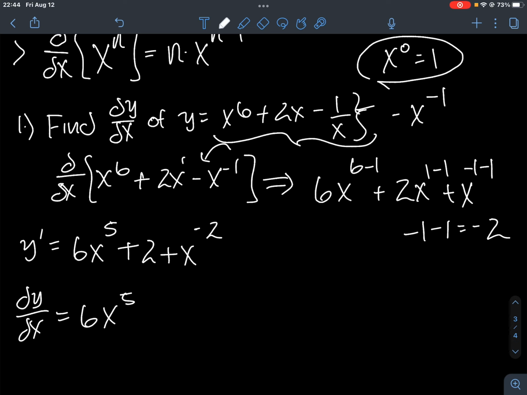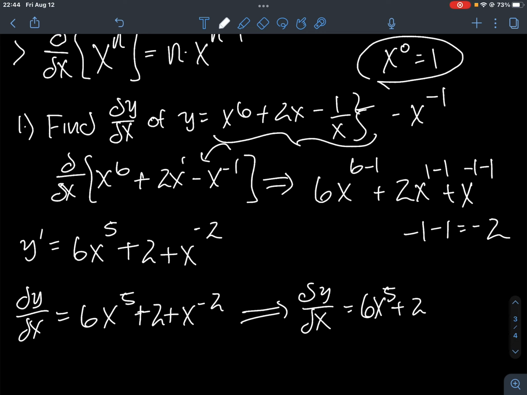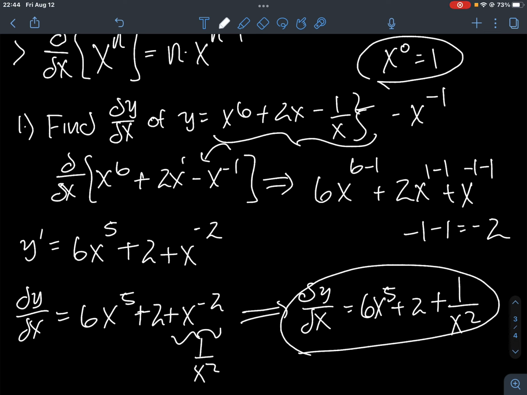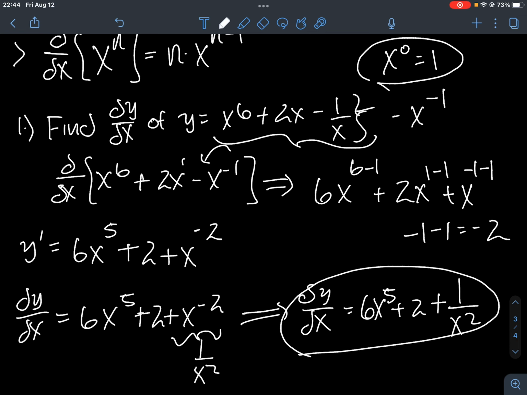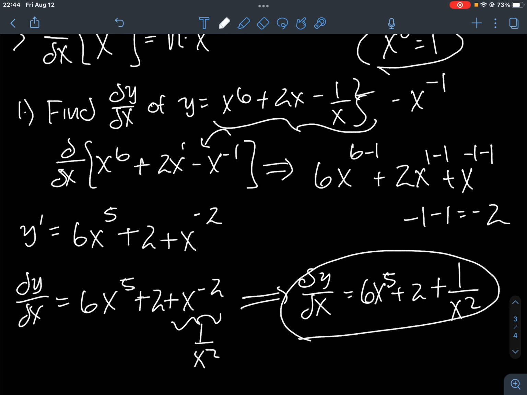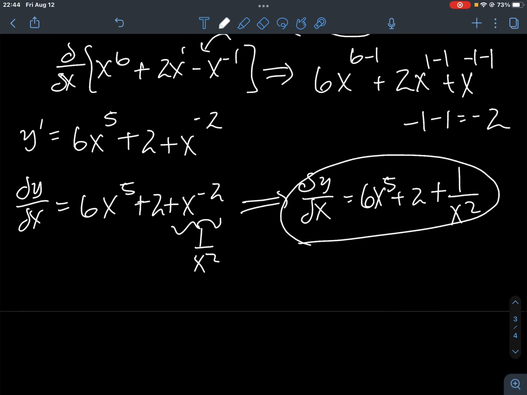So either one of these is okay. You can leave it like that, or you can write it as dy dx is equal to 6x to the 5th plus 2 plus 1 over x squared. You can just rewrite this x to the minus 2 as 1 over x squared. And that is the derivative of y with respect to x, where y was x to the 6th plus 2x minus 1 over x, and its derivative is 6x to the 5th plus 2 plus 1 over x squared. Let's move to example 2.